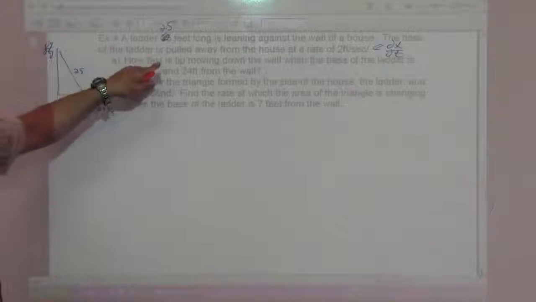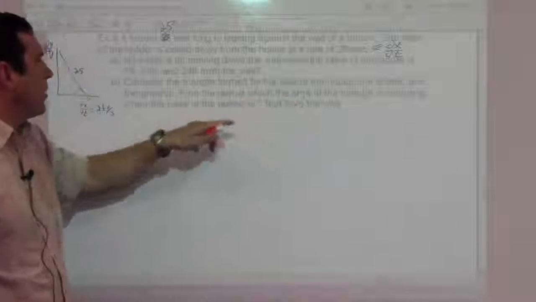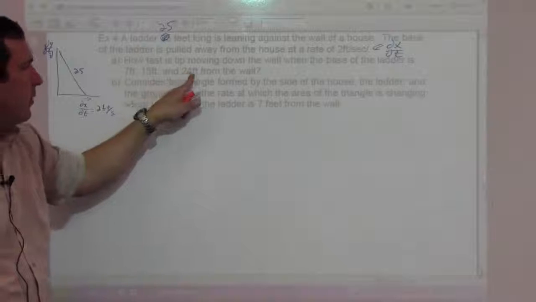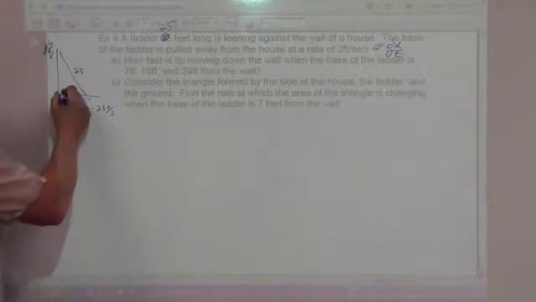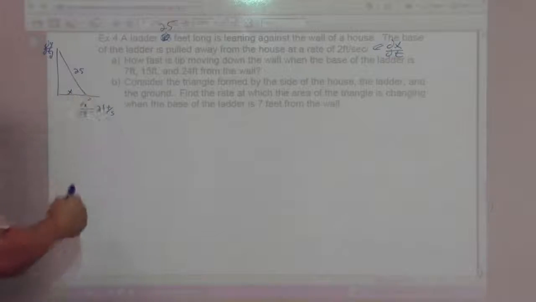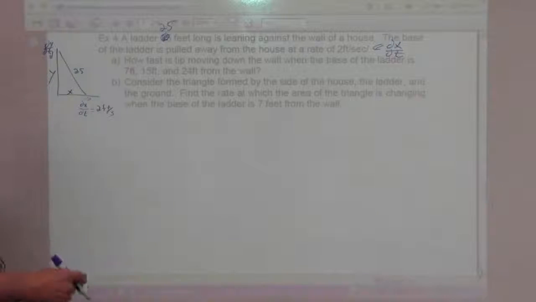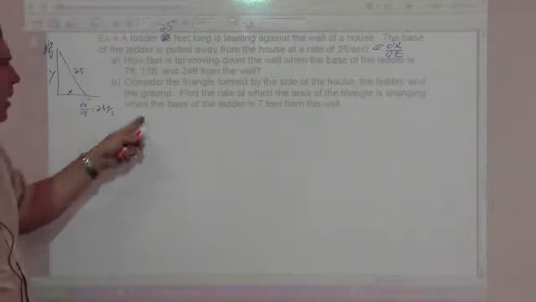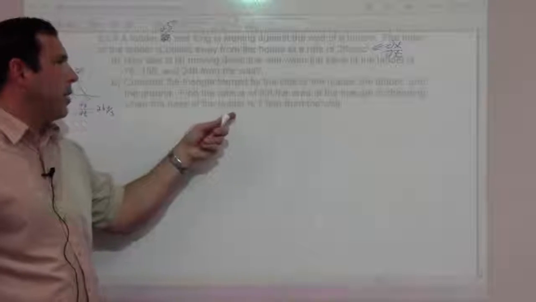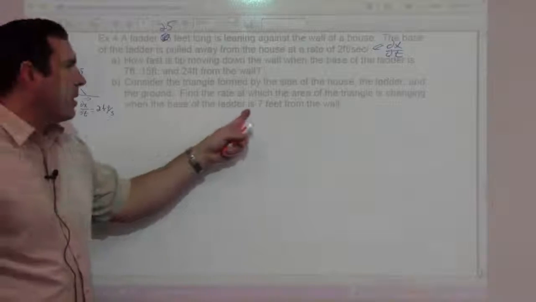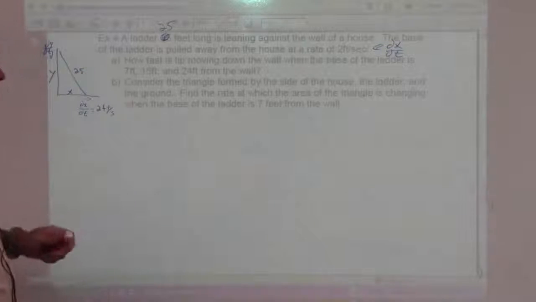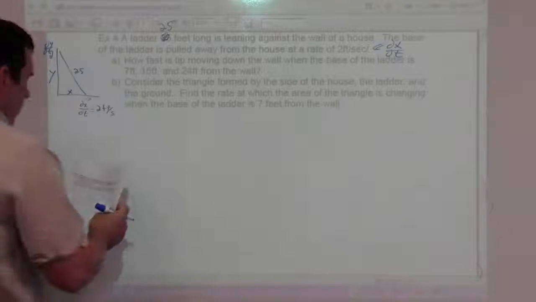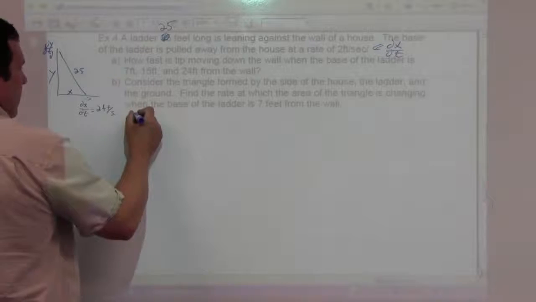That's our dy dt down the wall when the base of the ladder is 7 feet, 15 feet, and 24 feet from the wall. So we'll call this our x distance here. Call this y. And consider the triangle formed by the side of the house, the ladder, and the ground. Find the rate at which the area of the triangle is changing when the base of the ladder is 7 feet from the wall. So we have the 3 cases.